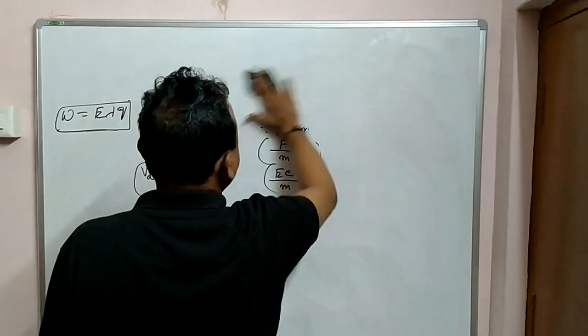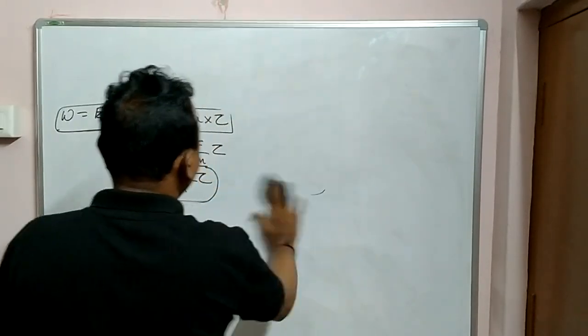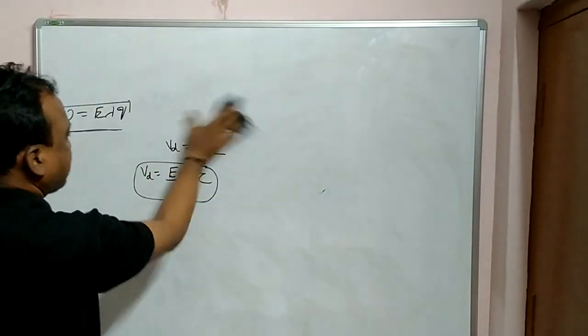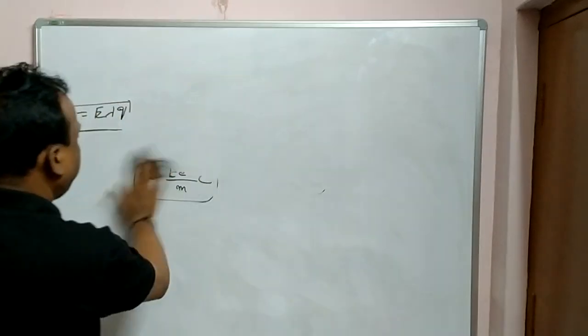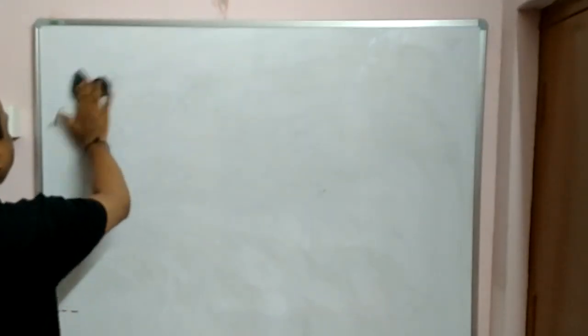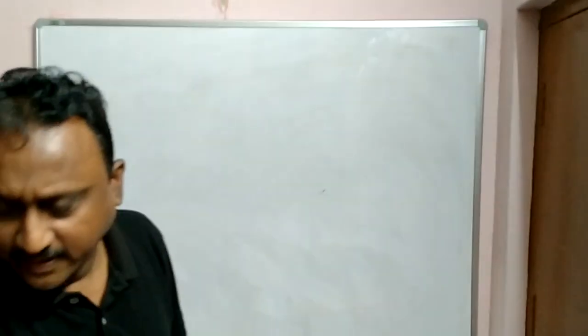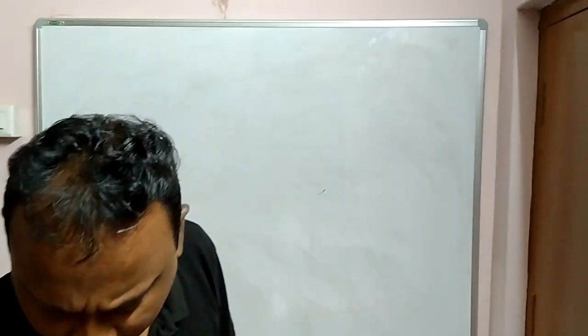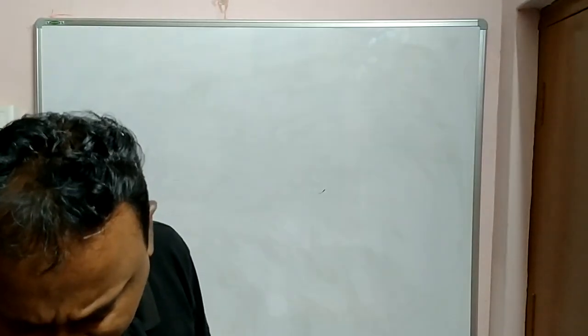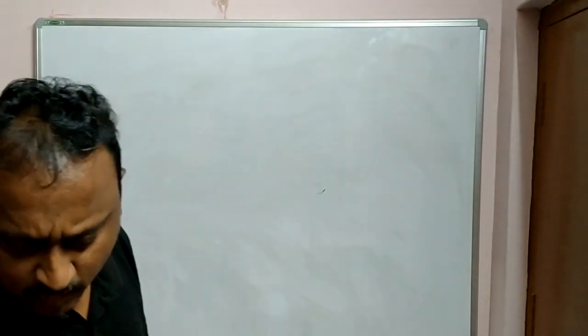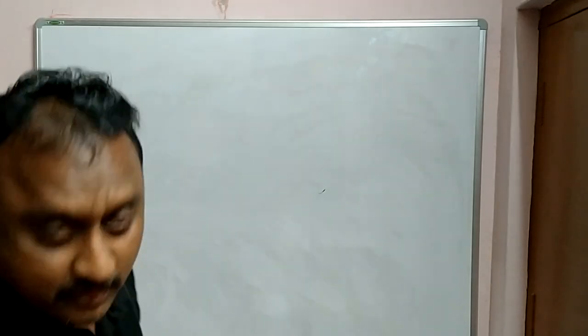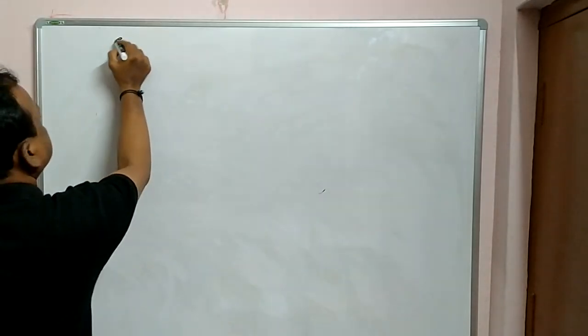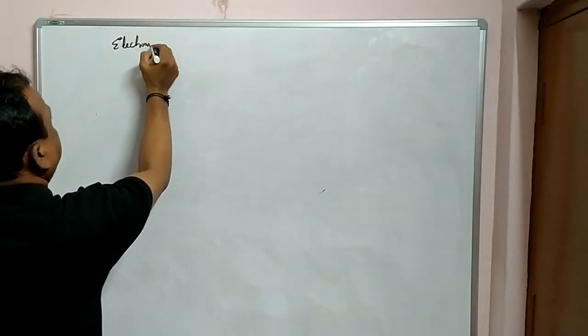Any doubts? I have given so many formulas till now regarding drift velocity, current, relaxation time, and of course work done, that is energy gained. Now let us go to the next term, that is electron mobility.